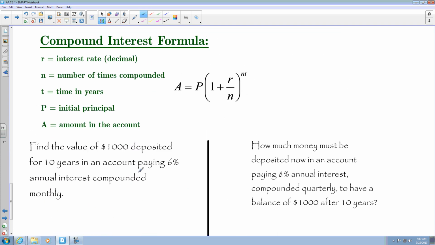For the compound interest, again, R is your interest rate, which is a decimal. Usually it's a percentage. N is the number of times it's compounded. Usually what that means is how many times it's compounded in a year. So if they say it's compounded daily, your N would be 365. If it's compounded quarterly, it's 4. Compounded monthly, it's 12. Compounded yearly, it's 1. The time is how many years they're looking for. P is the initial principal, and A is the amount.